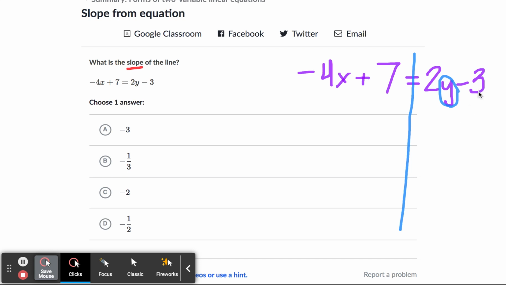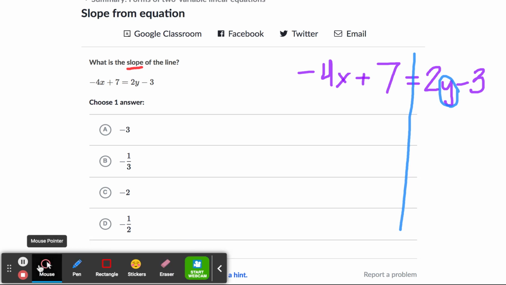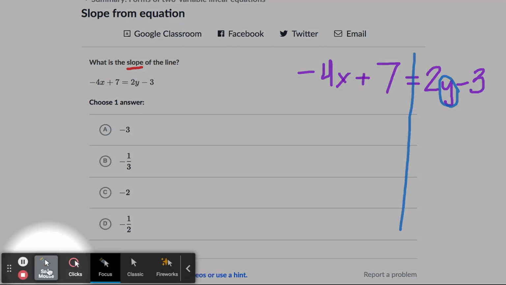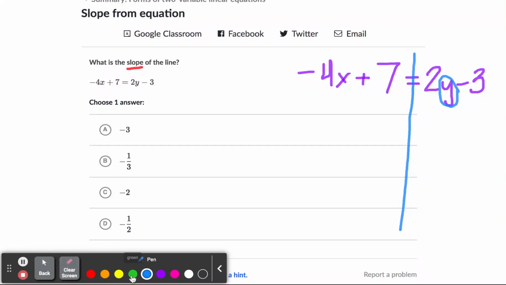So I'm going to get rid of this -3 first. It's my first step. Terms beside, this is the y term. This is another term. I'm going to turn this term into a 0. Let's do that. So we're going to first get rid of this -3. Now, how am I going to get rid of this -3? I am going to do the opposite, which is to add 3.